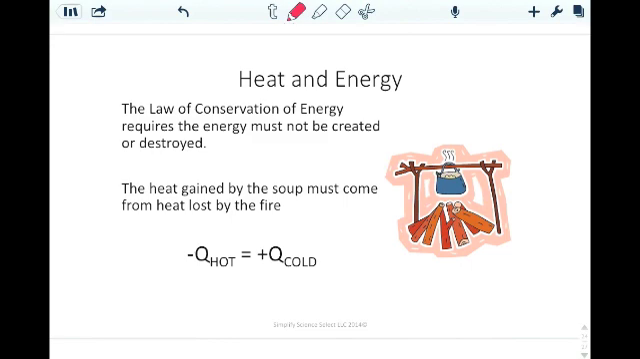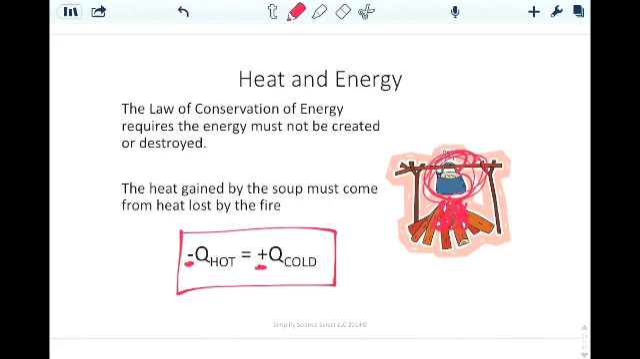Now, looking at heat and energy, the law of conservation of energy requires that energy must not be created or destroyed. And so what this means is that heat gained, looking at this picture over here, and pretending there's a fire, the heat gained by the soup right up here must come from the heat lost by the fire. And so we get this version of our equation, where the negative Q of the hot equals the positive Q of the cold, because the heat from the fire is lost, so it's negative, and it's gained by the cold soup, which is positive.